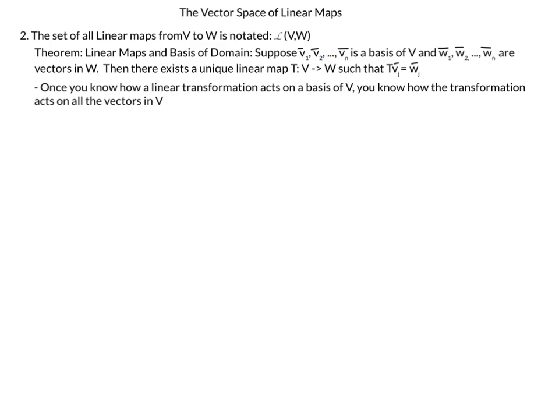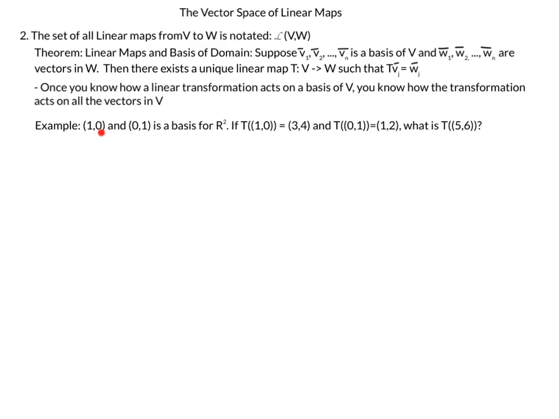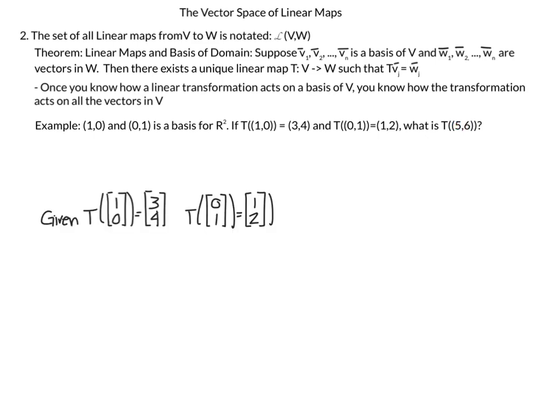So suppose V1, V2 up to Vn is a basis of V, and W1, W2 up to Wn are vectors in W, then there exists a unique linear map T from V to W such that T of Vj equals Wj. Our example will be the (1, 0) and (0, 1) basis for R2. So if we know that the transformation T maps (1, 0) onto (3, 4), and the transformation T maps (0, 1) to (1, 2), what is the transformation of (5, 6)? In other words, given T of (1, 0) equals (3, 4), and T of (0, 1) equals (1, 2), how do we find T of (5, 6)?